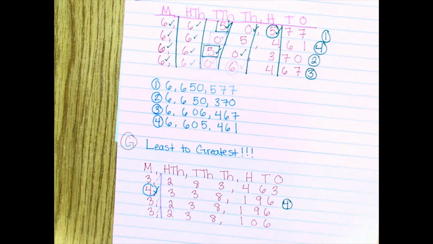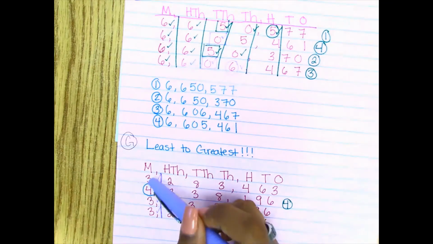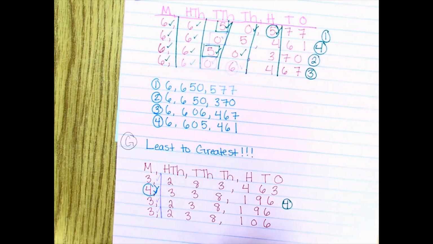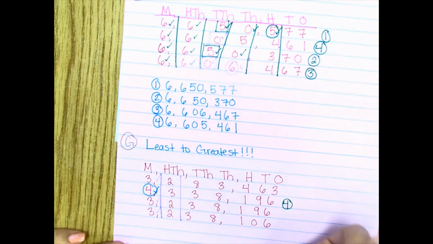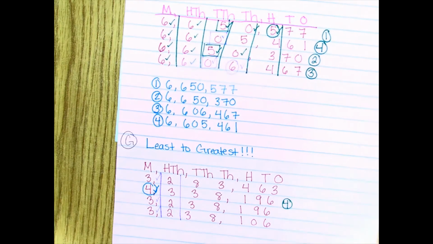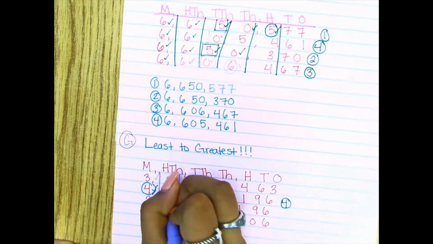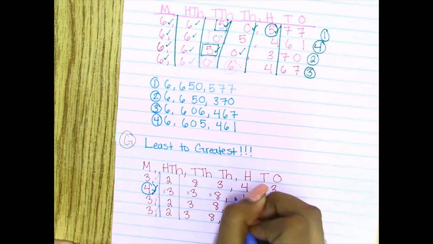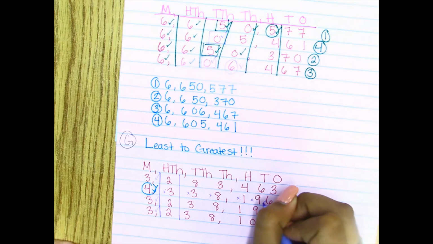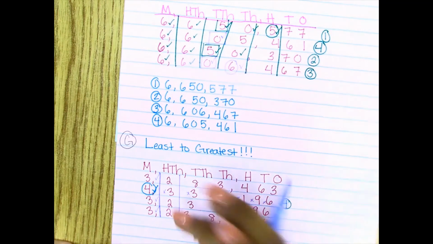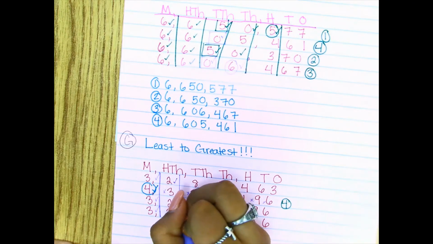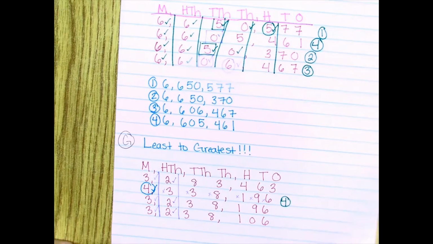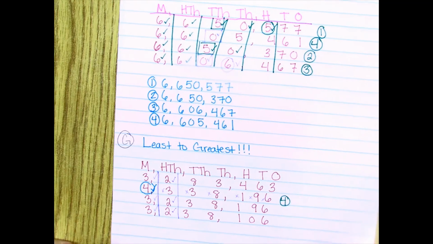Now, these are all equal, so I have to move on to my next highest place value, and that is my hundreds. Since I already finished there, I am no longer looking at any of these right here. I am already done with it. So I'm looking at these. I have 2, 2, and 2. These are all equal. Does it help me decide which one is greater and which one is less? No. So I have to move on to my next greatest place value.